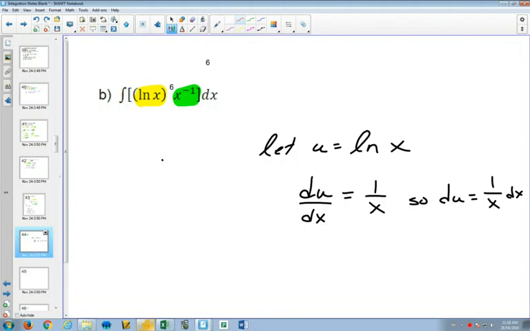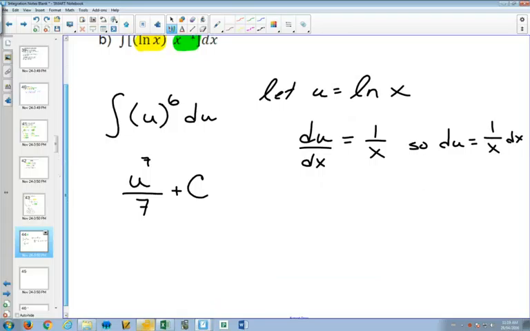Now I can substitute that back in. Instead of the natural log, I can write u. It's to the power 6. This x to the minus 1 dx is now just du. And now we have a much simpler function to integrate. Add 1 to the exponent. Divide by that number plus c. And now we can substitute back in.